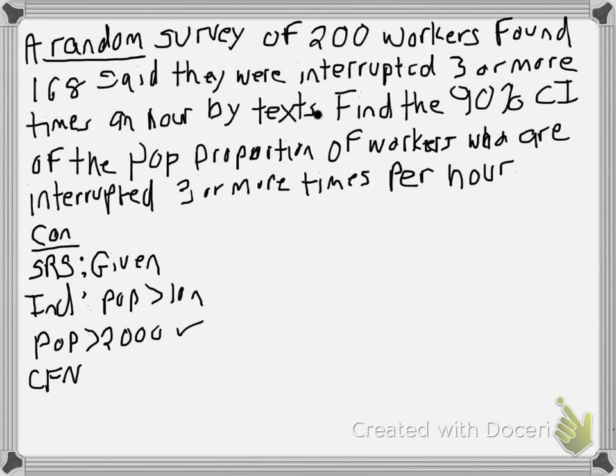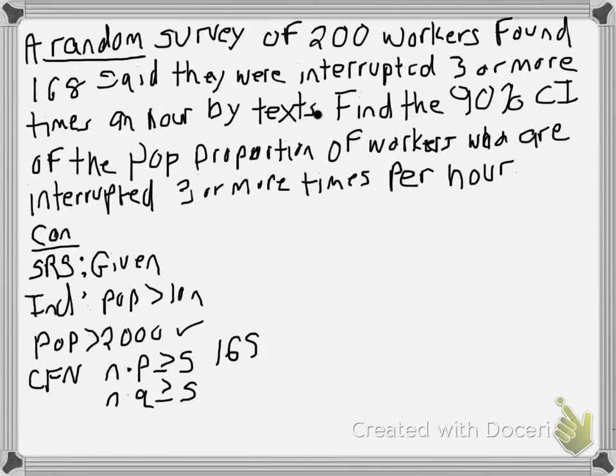Remember what we said, when you're checking for normality here, we have to have n times p greater than or equal to 5, and n times q greater than or equal to 5. Now, guys, don't get confused here. The p here is actually the population count. So you have 168. You know that there's 168.